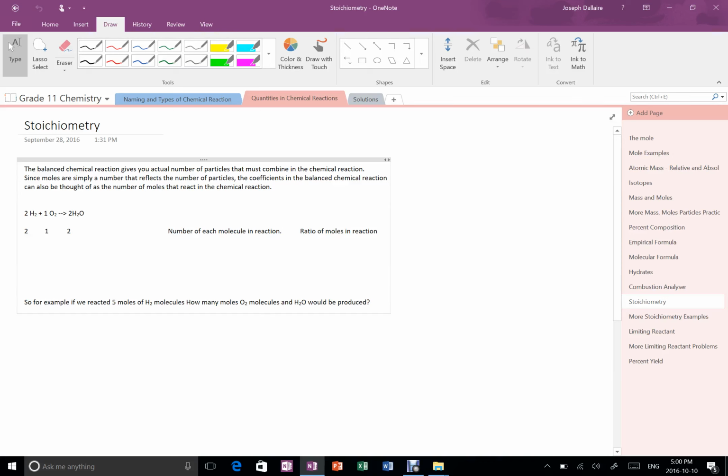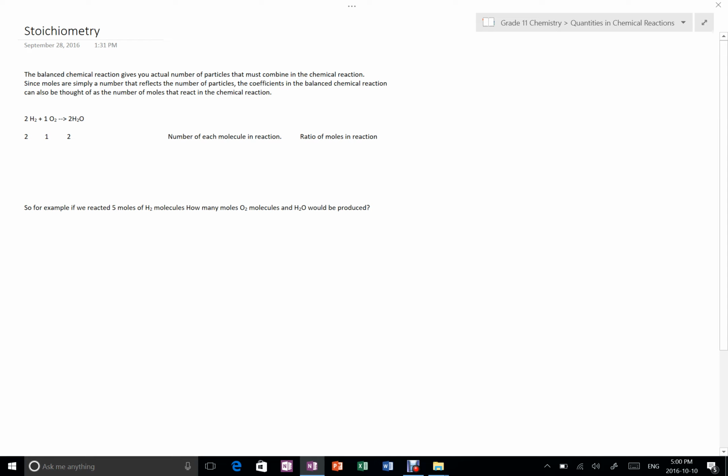Alright, stoichiometry. In this topic, we're going to be looking at ratios of molecules in chemical reactions and using them to predict the amount of reactant used up or the amount of product produced as a result of a chemical reaction. Remember, a balanced chemical reaction tells you how many actual particles are required of each type and how many actual particles are produced of each type.